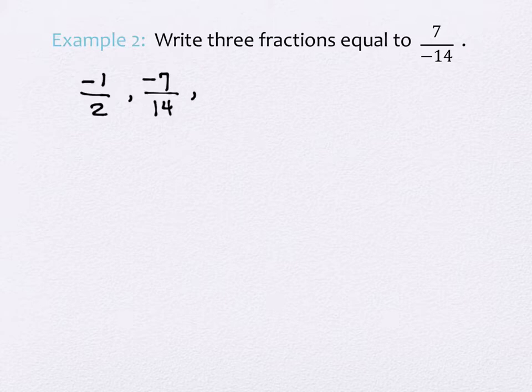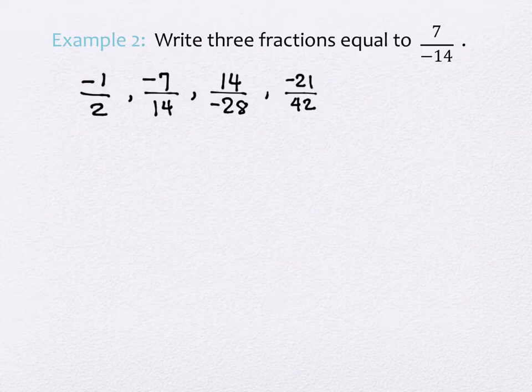What else did you get? Somebody tell me one. 14 over negative 28. Okay, say that louder. 14 over negative 28. So what did you do, Mackenzie? Multiply by 2. Yeah, multiplied the top and the bottom by 2, right? Okay. What else? Give me one more. I saw you guys all writing. Negative 21 over 42. All right, negative 21 over 42. So that's bigger numbers. So what did you multiply by? Negative 3. So if you multiply by negative 3 on the top and the bottom.